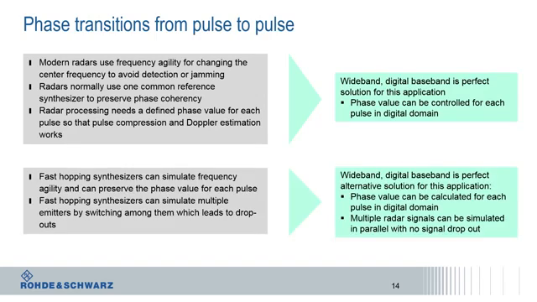In addition, there are fast-hopping synthesizers which can simulate frequency agility and can preserve the phase value for each pulse. Fast-hopping synthesizers can simulate multiple emitters by switching among them, which might lead to dropouts if you have too many emitters. Wideband digital baseband is a perfect alternative for this application. So the phase value again can be calculated for each pulse in the digital domain, and multiple radar signals can be simulated in parallel with no signal dropout.